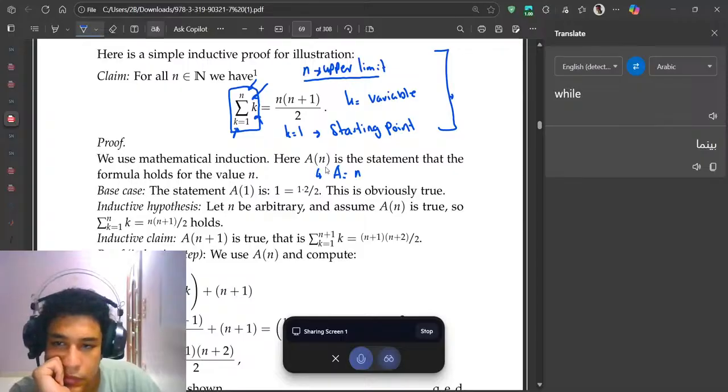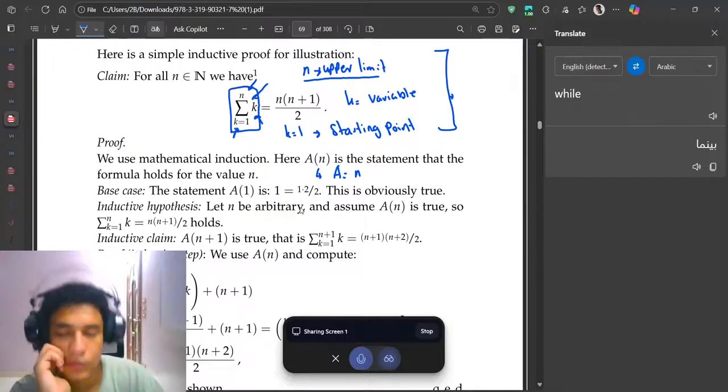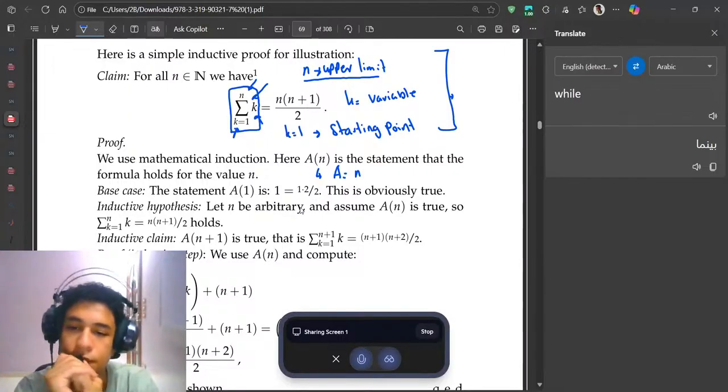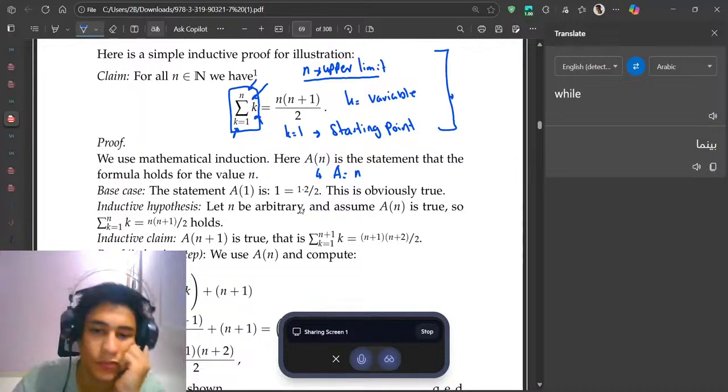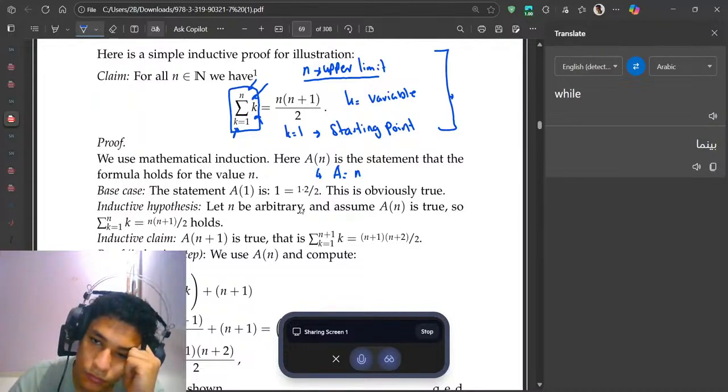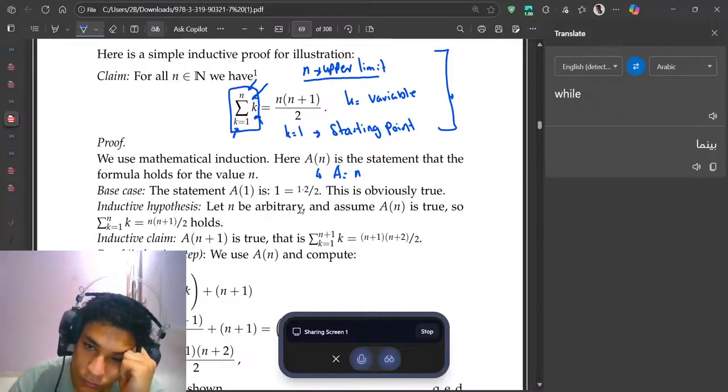Hold on, I cannot understand. So A_n is the statement that the formula holds for the value n. What does this mean exactly? Does this mean that A equals n or what? No, A_n doesn't mean A equals n. Instead, A_n represents a statement or formula that applies to the number n. In the context of mathematical induction, A_n typically means the formula or property we're trying to prove is true for any specific n. It's essentially the claim that the formula holds when n.